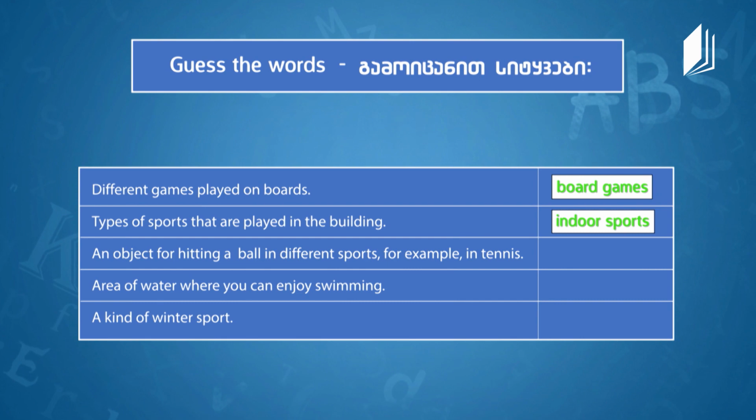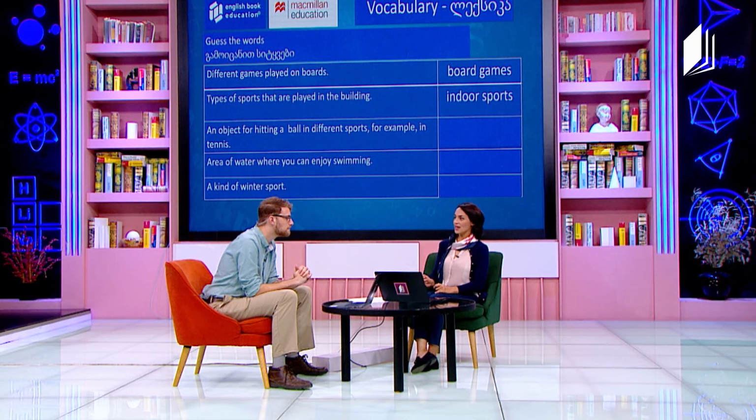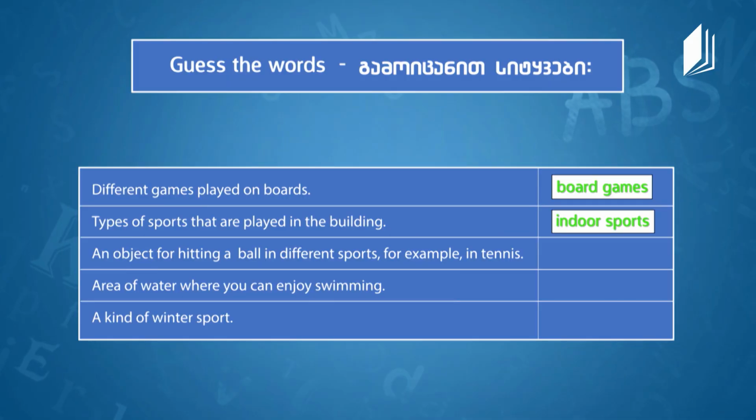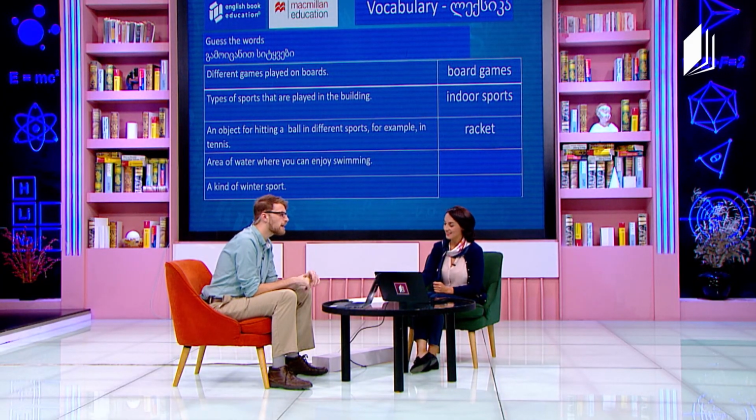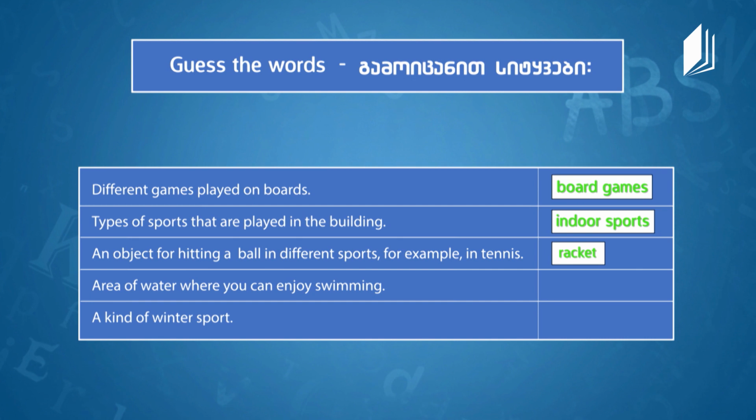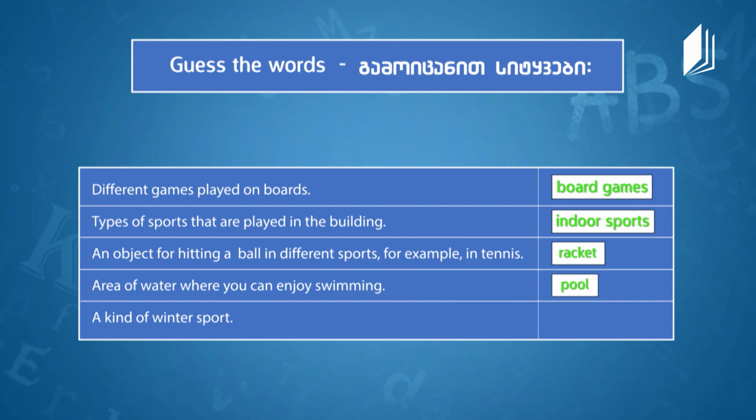Good. Exactly. And an object for hitting a ball, different sports, for example, in tennis. I hope you remember this word. I really hope so too. It's racket. Great. Area of water where you can enjoy swimming. Oh, and I need this for swimming, of course. It's pool. Great. A kind of winter sport. Oh, a kind of winter sport, and I know it's your favorite winter sport. It's skiing. Thank you. Well done.